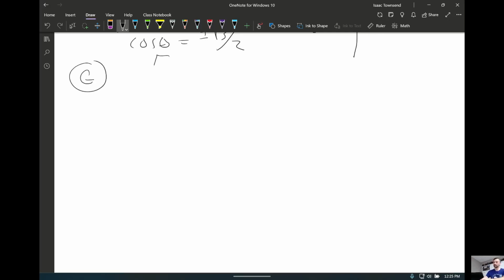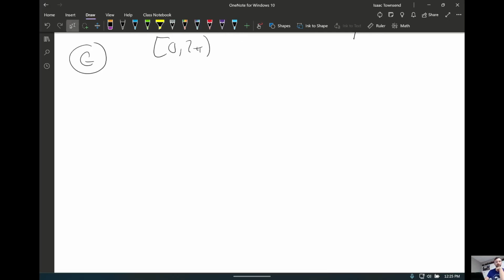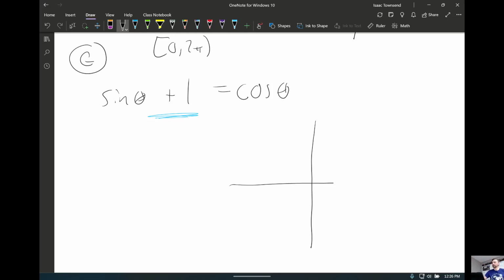G has different directions. It just wants us to list the answers between 0 and 2 pi. And what angle can we take the sine of, add 1 to it, and get cosine. And to me, this is kind of a special case here because of this +1. This is one that in our notes I said I wouldn't even bother with the algebra because the algebra is going to be a lot of work and you're going to need to check all of your extraneous solutions anyway.